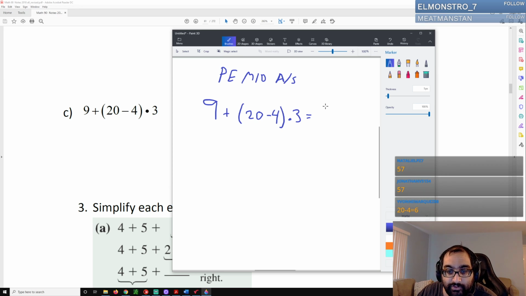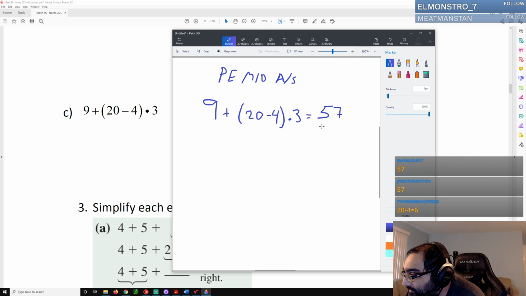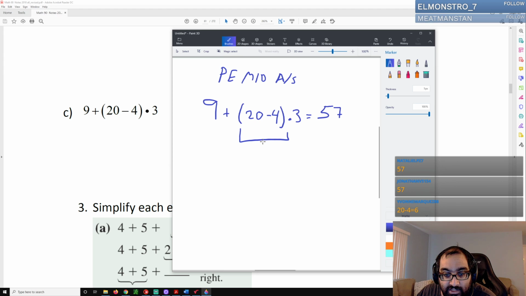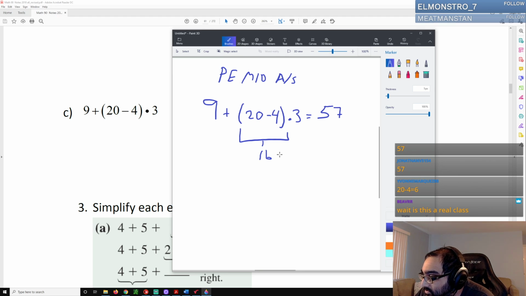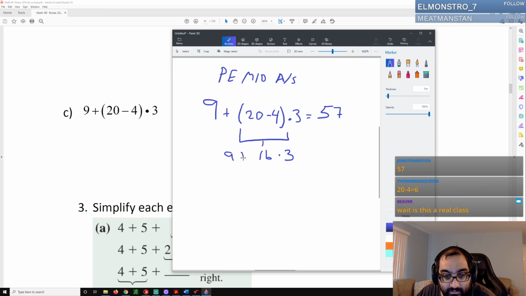All right, so 57 is indeed the correct answer. Let me go ahead and show this off here. 20 minus 4 is 16, right? So this should be 16 here if we're doing parentheses first. Yes, it is. So this is 16 here, and then we take the 16 and multiply by the 3, because again, multiplication comes before addition.